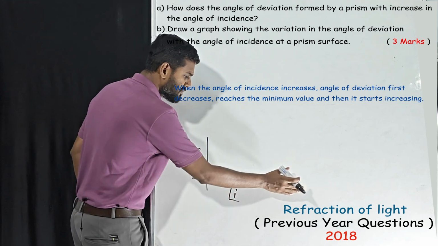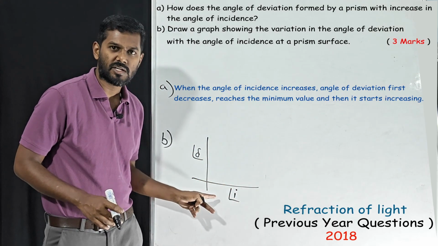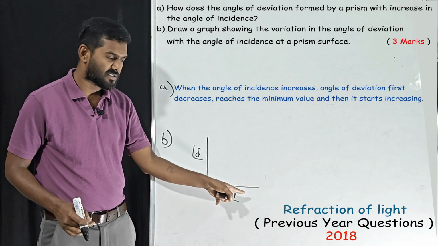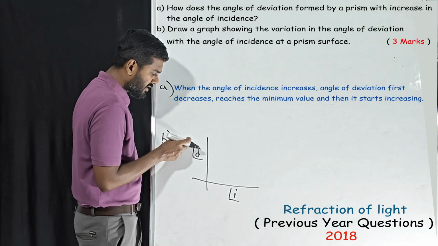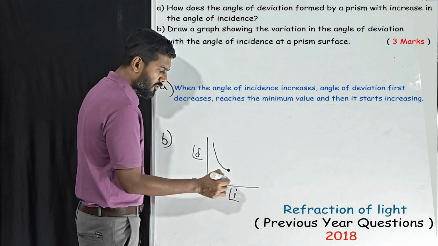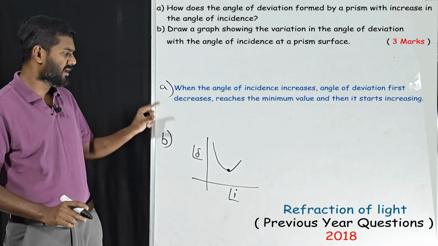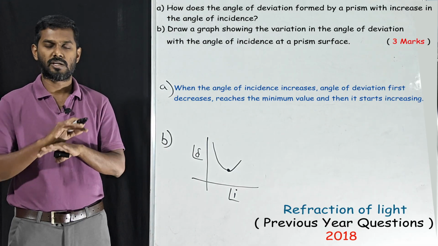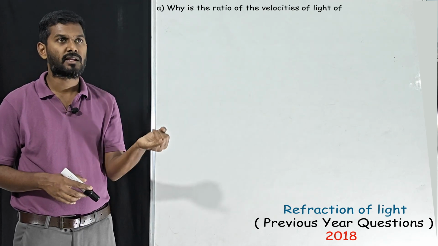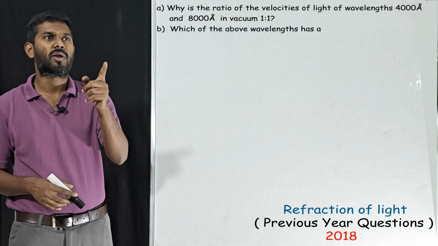If we go in this way, that means angle of incidence is increasing, correct? If you go in this way, angle of incidence keeps on increasing. What we have written here, first, as the angle of incidence increases, angle of deviation first decreases, reaches the minimum point, and again it starts increasing. That's it. The same thing in the graphical representation. Done. Our next question: why is the ratio of velocities of light of wavelengths 4000 angstrom and 8000 angstrom in vacuum 1:1?